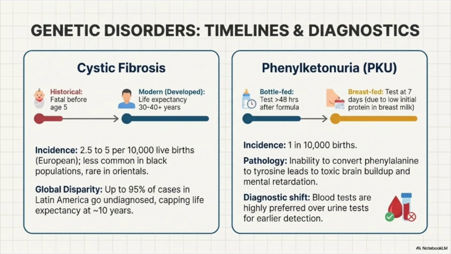tested at 7 days due to lower initial protein intake from breast milk. Incidence is about 1 in 10,000 births. The condition arises from an inability to convert phenylalanine to tyrosine, leading to toxic brain buildup and mental retardation. Blood tests are now highly preferred over urine tests for earlier detection.